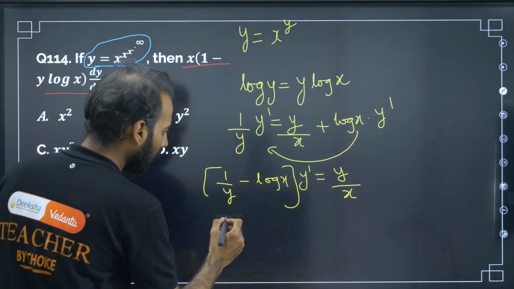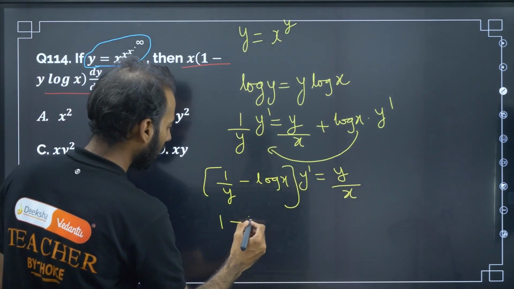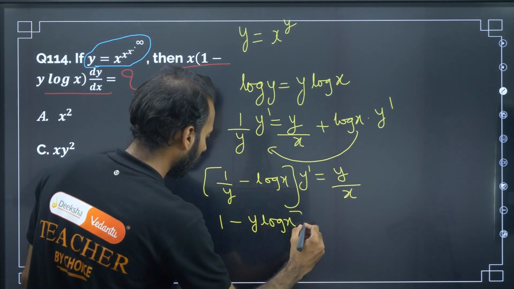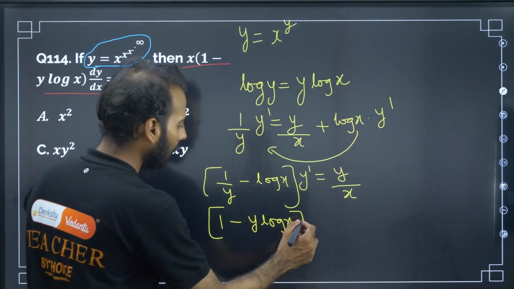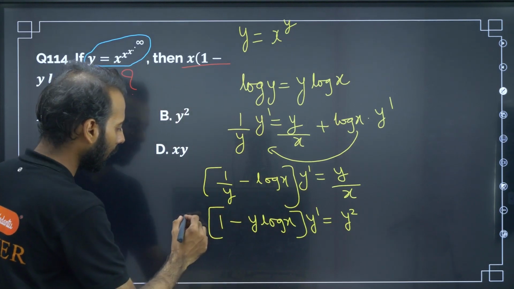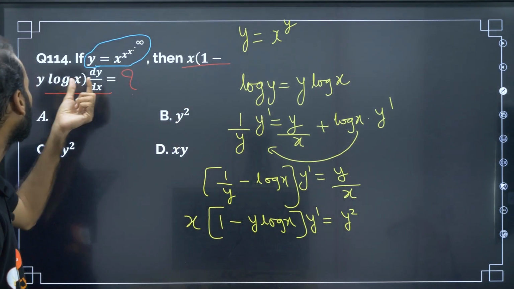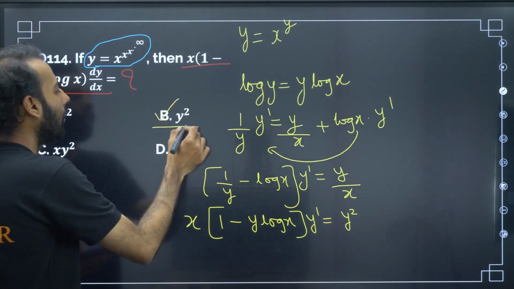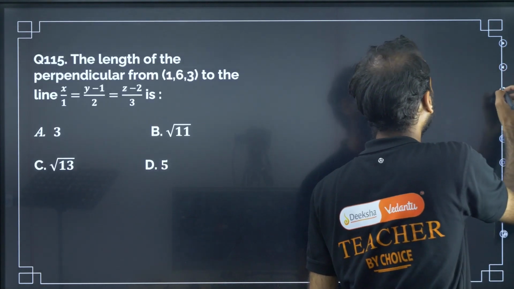Now what are they asking? x into 1 minus y log x. So this 1 minus y log x, here y dash is equal to y square. This x also I transfer here. Now you see this expression: x times 1 minus y log x, dy by dx is equal to y square. So it is an easy question, just some calculation is required, that much we have to do.